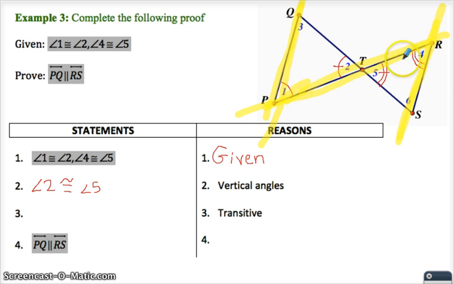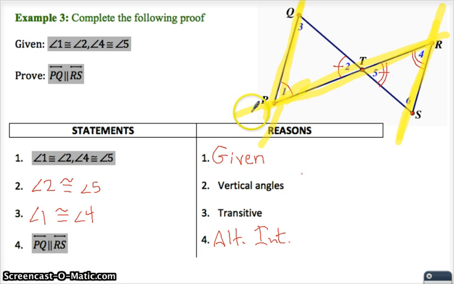Angle 1 and angle 4 are alternate interior angles. Write that down before I forget it. Alternate interior angles, angle 1 and angle 4. Okay, look at this thing as a group now.